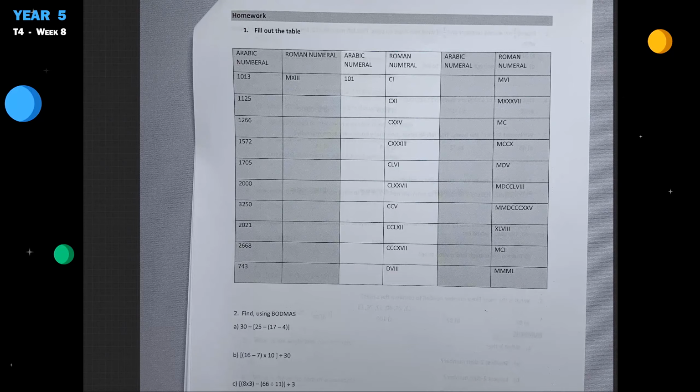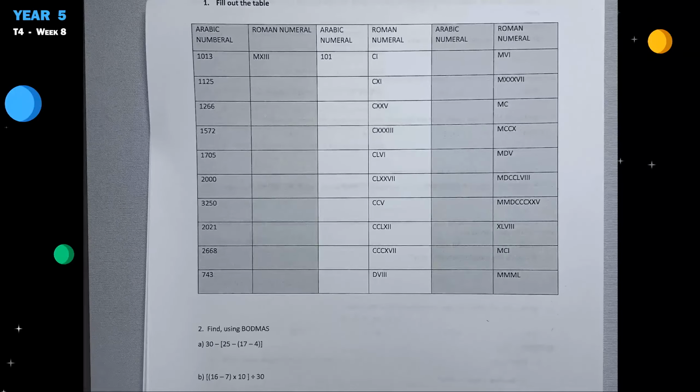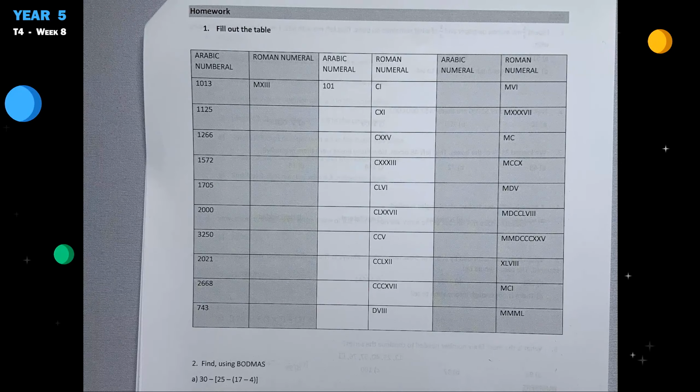Okay, so in the homework of Week 8 on page 7, it looks like you have to fill out this table of Roman numerals. Okay, let's get started.